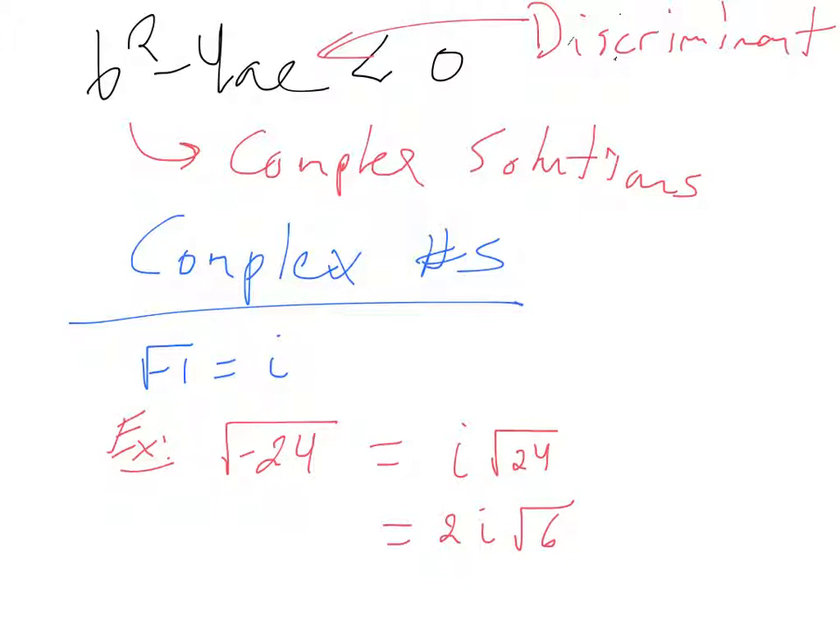And the order that we always put these in is the numerical integer coefficient, 2, should always come first, followed by your i, followed by whatever's left in the square root. That's always the order that we write in. So 2i√6 there.